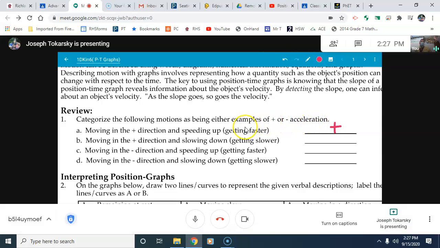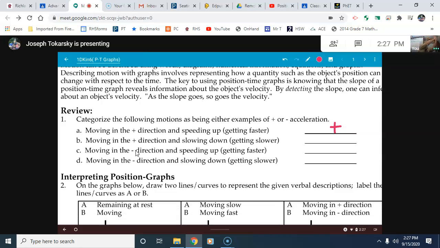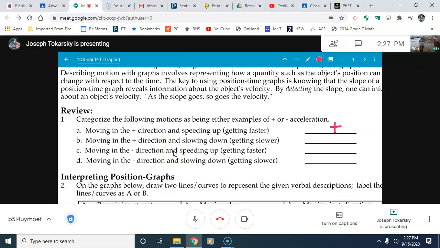But I'm actually going to answer these out of order because of similarity. Let's jump down to C. I could also speed up in the negative direction. If I'm moving in the negative direction, let's say this way now, if I want to speed up, I've got to accelerate that direction. So negative accelerations can mean speeding up.